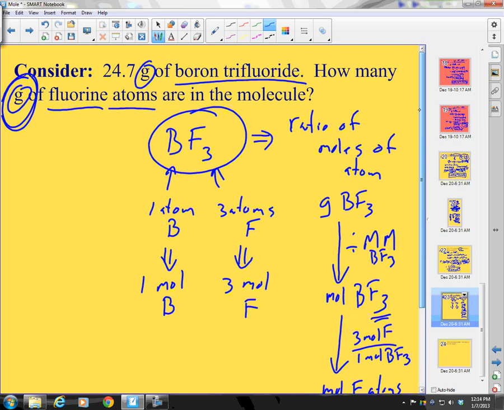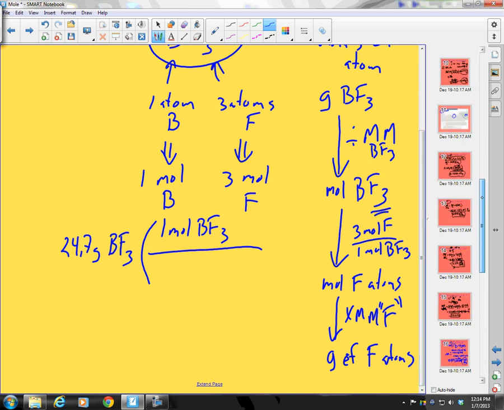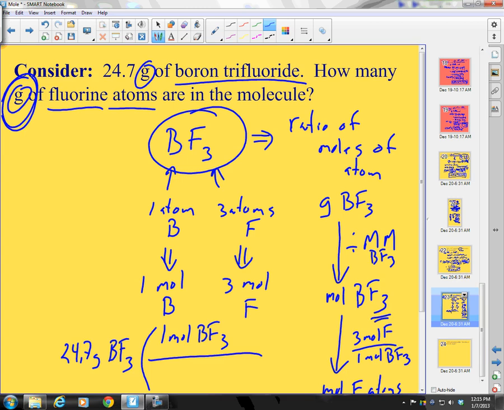Sure. Here we go. We have 24.7 grams of boron trifluoride. And I'm going to multiply that by its molar mass. So that means divide it by its molar mass. 1 mole of boron trifluoride divided by, okay, what is its molar mass? Well, what's boron? Looks like it's 10.81. Good.